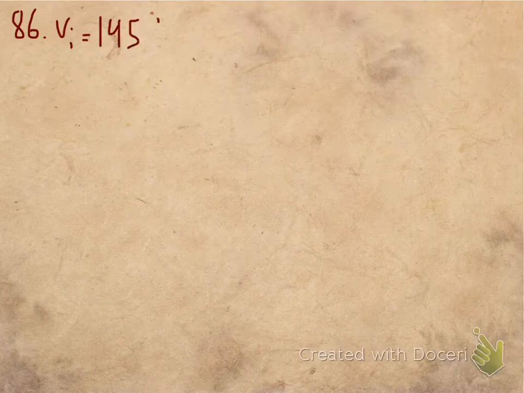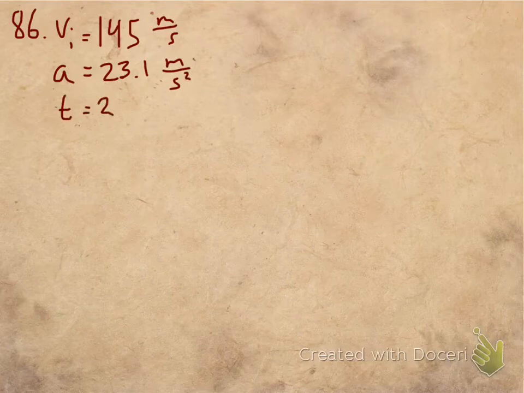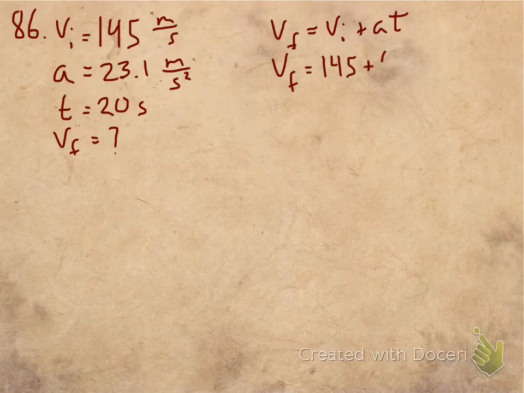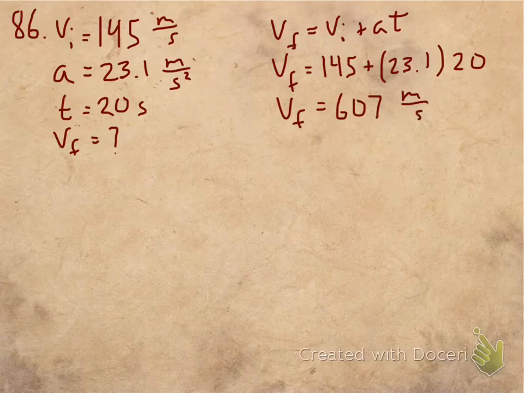Number 86, supersonic jet. We're given an initial velocity. We're given an acceleration. We are given a period of time for that acceleration. The question is, what is the VF? Looking at our variables, the best equation to use is VF equals VI plus AT. Plug in the numbers here for you, and we are on our way.